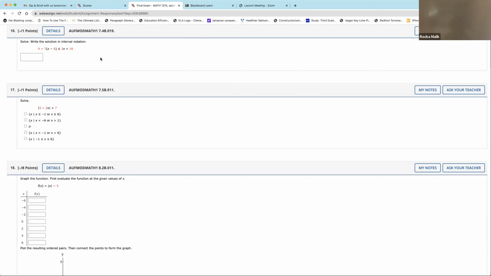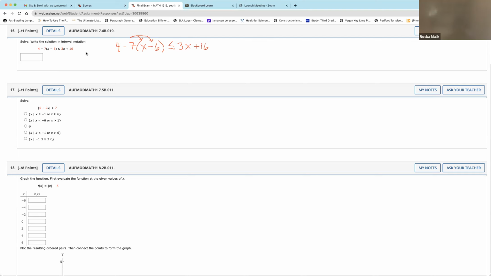Write the solution in interval notation. So let me write it bigger first. 4 minus 7 times x minus 6 less than or equal to 3x plus 16. I'm going to write it over. I'm going to do negative 7 times x and negative 7 times negative 6.